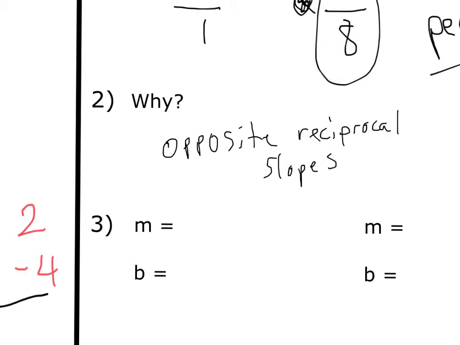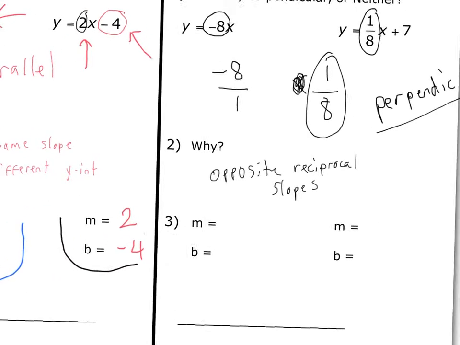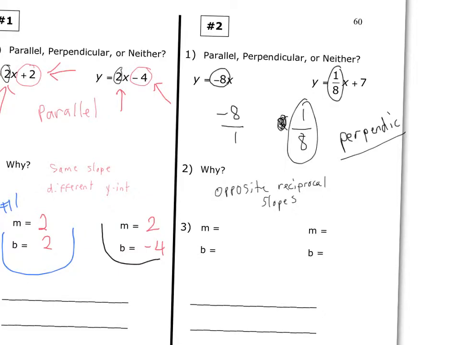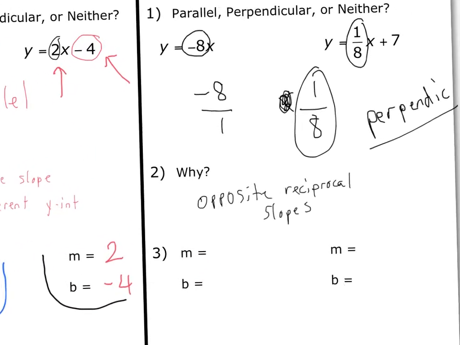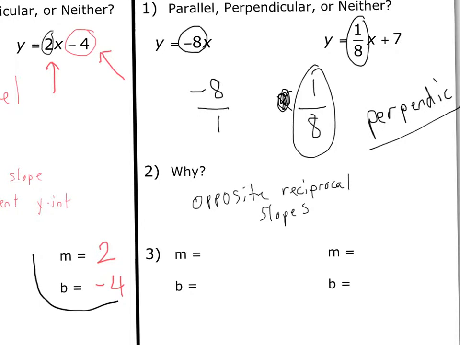Okay, so why they have opposite reciprocal slopes. Let's go ahead and find our slope and our y-intercept for both of these equations. On the first one, we'll do this one in red. We know that our slope was the number in front of x, which was -8. But wait, we don't have a y-intercept. If we don't have a y-intercept, we just assume that it is 0. So if you don't have a y-intercept, assume it's 0.